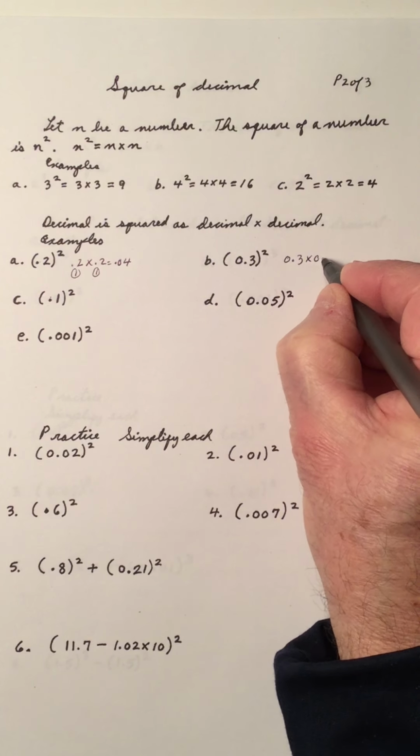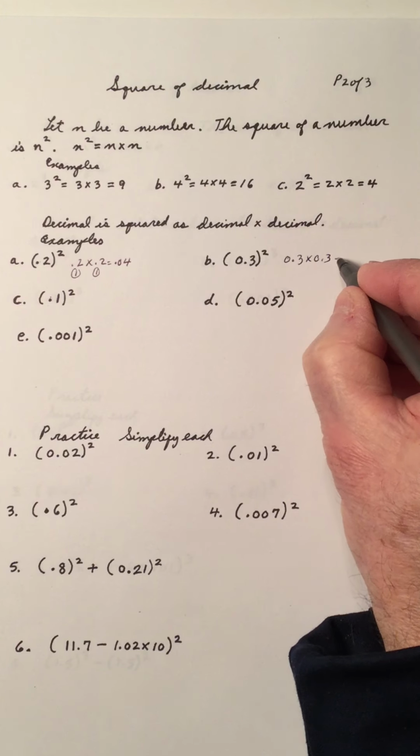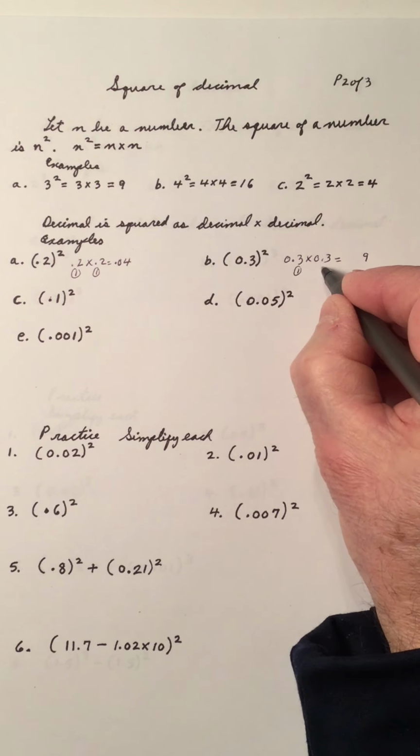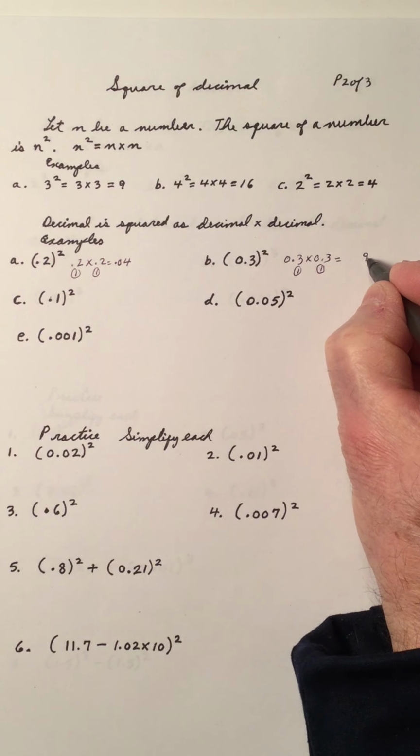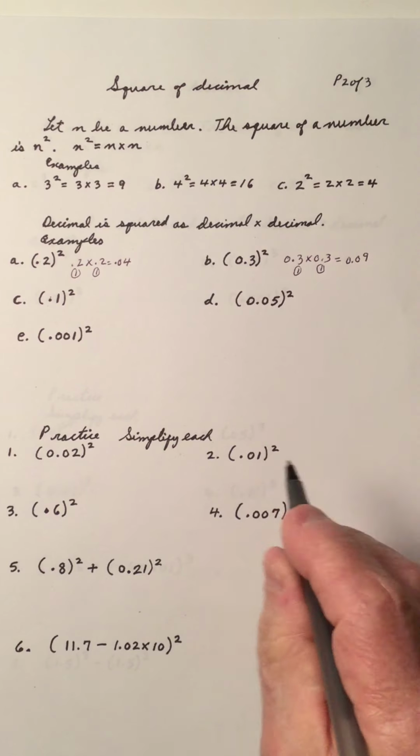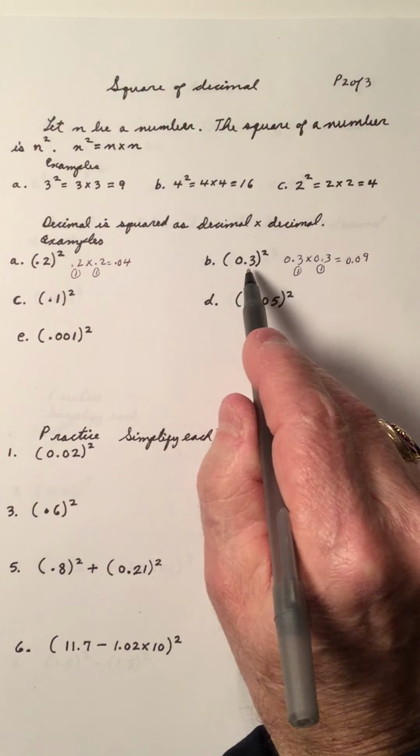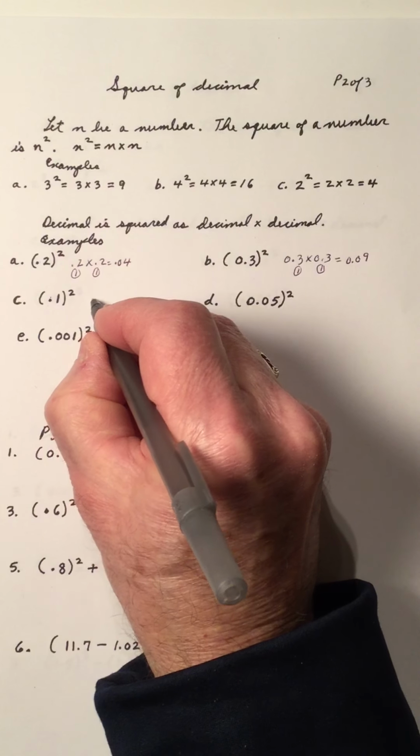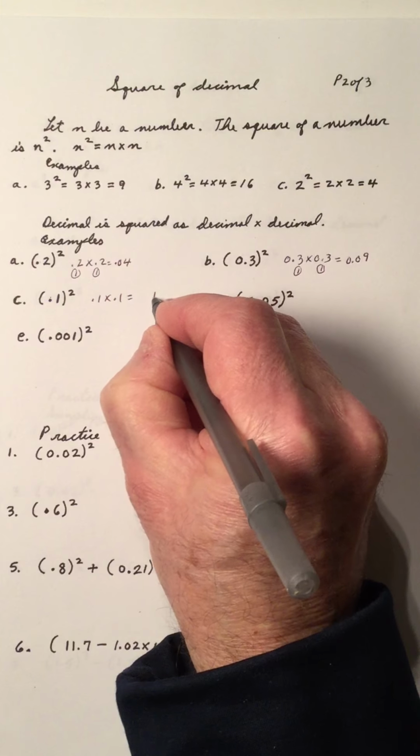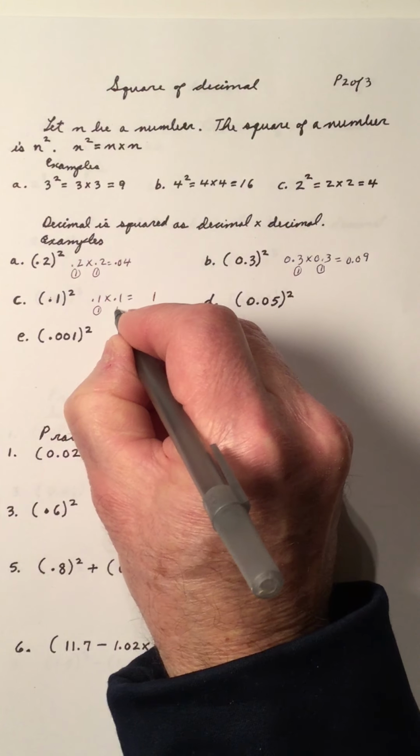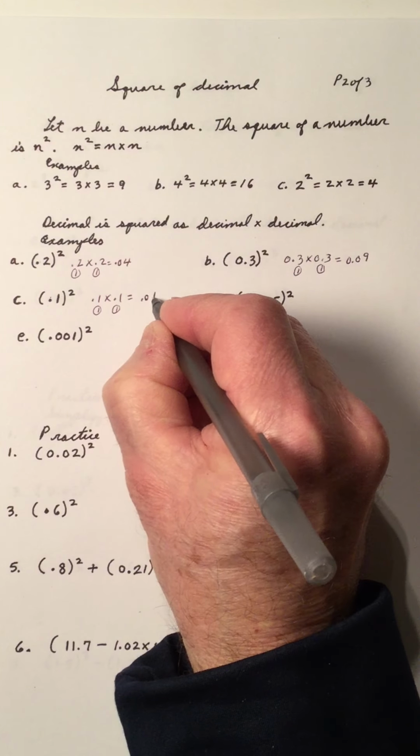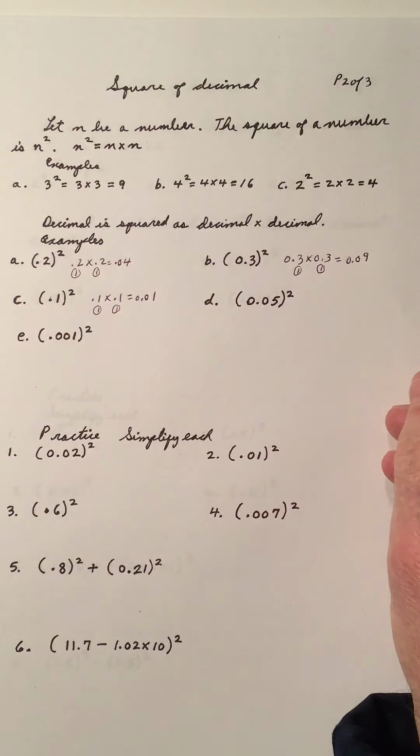0.3 times 0.3, and that gives us 3 3s are 9. One decimal place, 2 decimal places, so 0.09. Note, one decimal place squared, you're doubling the number of decimal places. 0.1 times 0.1. 1 times 1 is 1, with 2 decimal places. This gives us 0.01, or put the 0 in front.